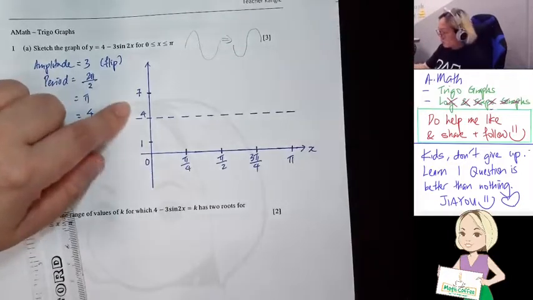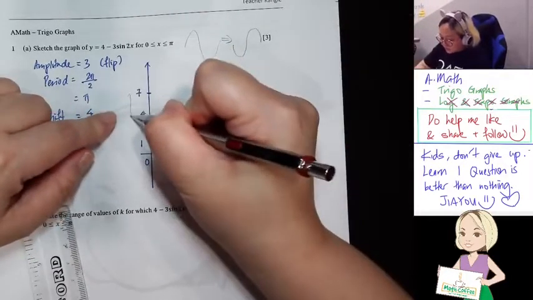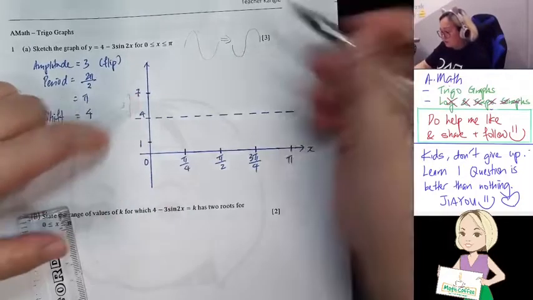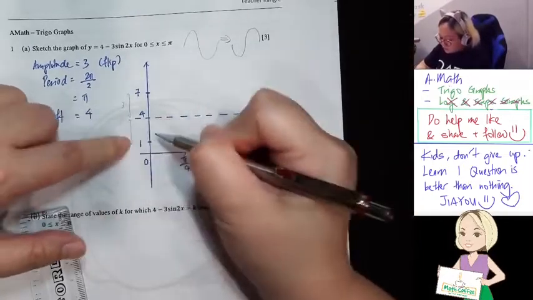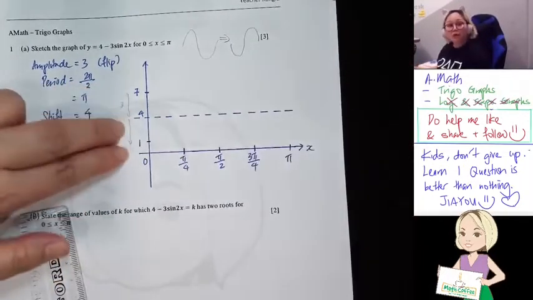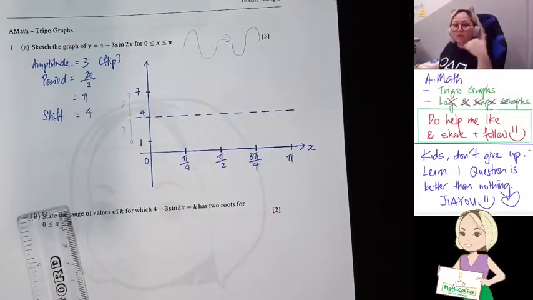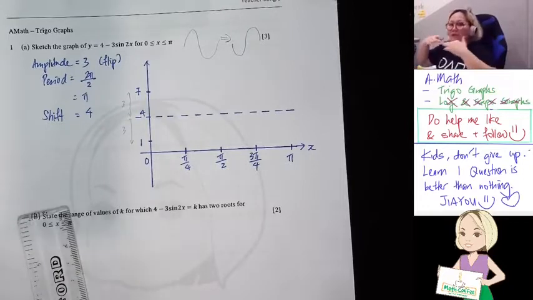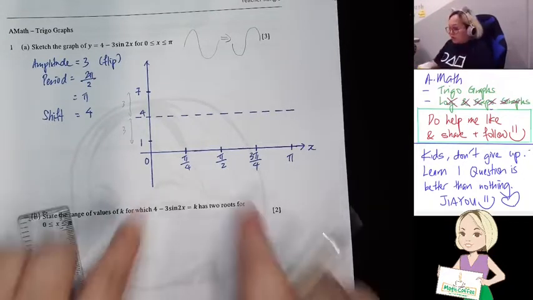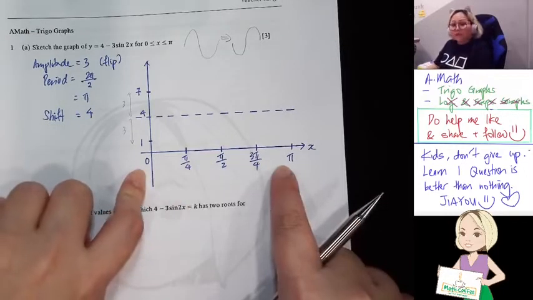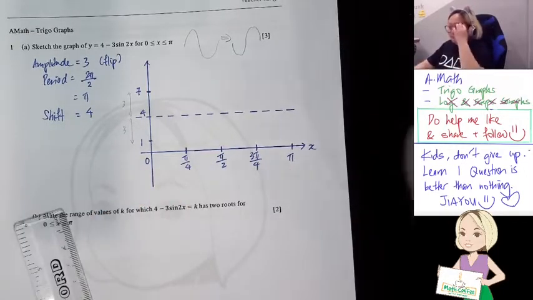Okay, so you can see that the amplitude is 3. From here to here, this is 3. 4 plus 3 is 7. 4 minus 3 is 1. So this is the amplitude. So now you know what's your maximum, you know what is your minimum. Okay, and you know the so-called new middle line is 4. And you have all the marking for the interval below already. So now we are ready to plot the graph.